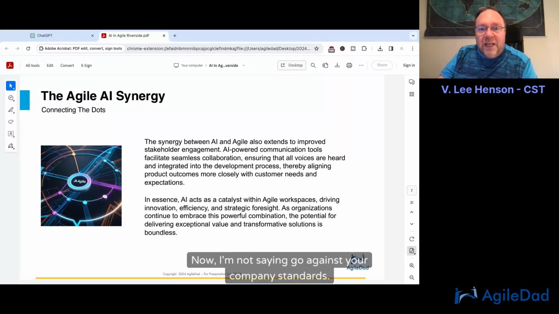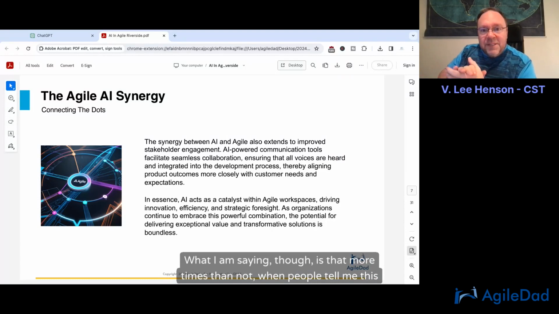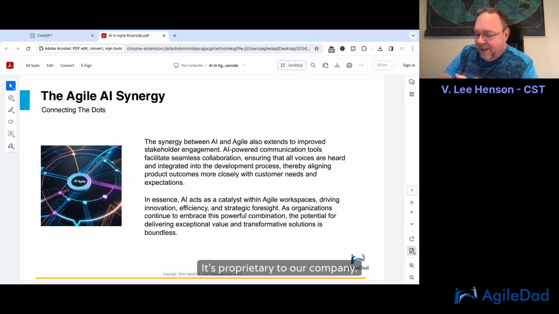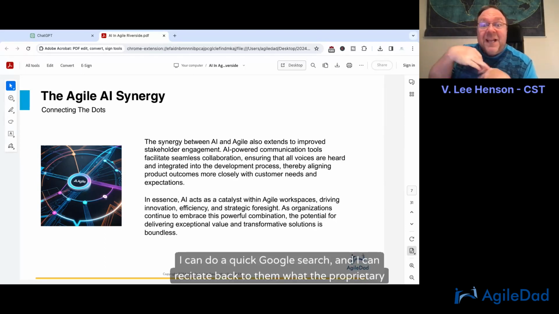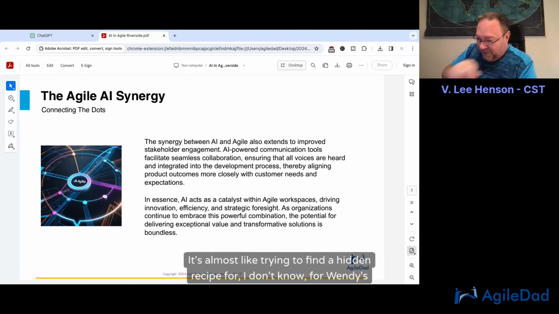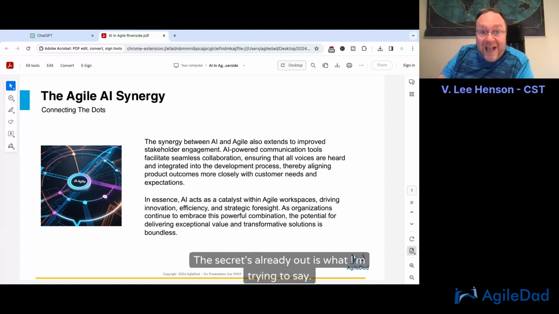Now, I'm not saying go against your company standards. I'm not saying go against ethical AI. What I am saying, though, is that more times than not, when people tell me this information, there's no way anybody knows about it, it's proprietary to our company, I can do a quick Google search and I can recite back to them what the proprietary piece is before they even tell me, right? It's almost like trying to find a hidden recipe for, I don't know, Wendy's secret sauce, or just, you get the point. The secret's already out is what I'm trying to say.